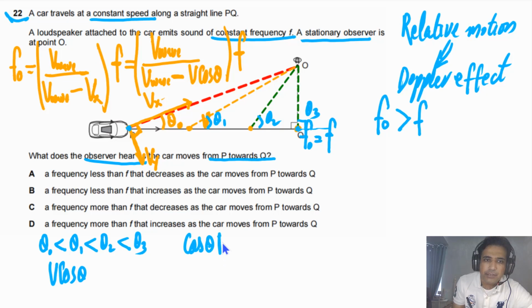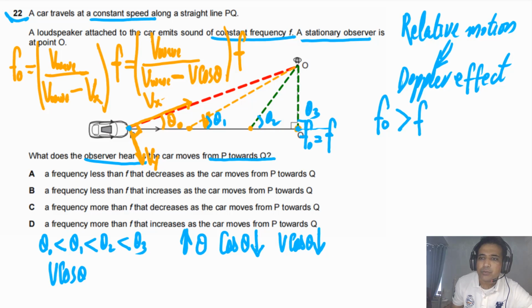V cosine of theta. First of all, we have to look at cosine theta. If angle increases, cosine of theta decreases. Let me write it in a slightly different way: if theta increases, cosine of theta decreases. As cosine of theta decreases, it means that V cosine of theta decreases. These are the points you need to understand.